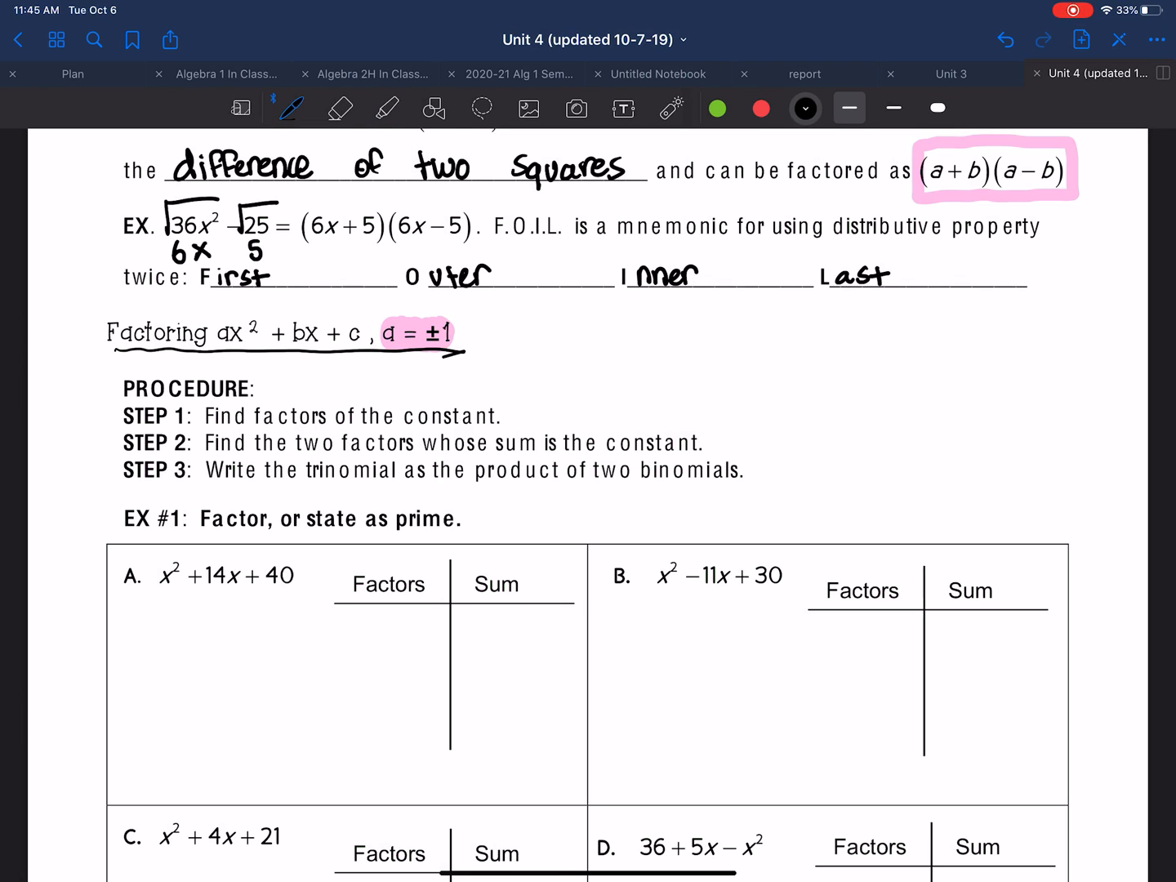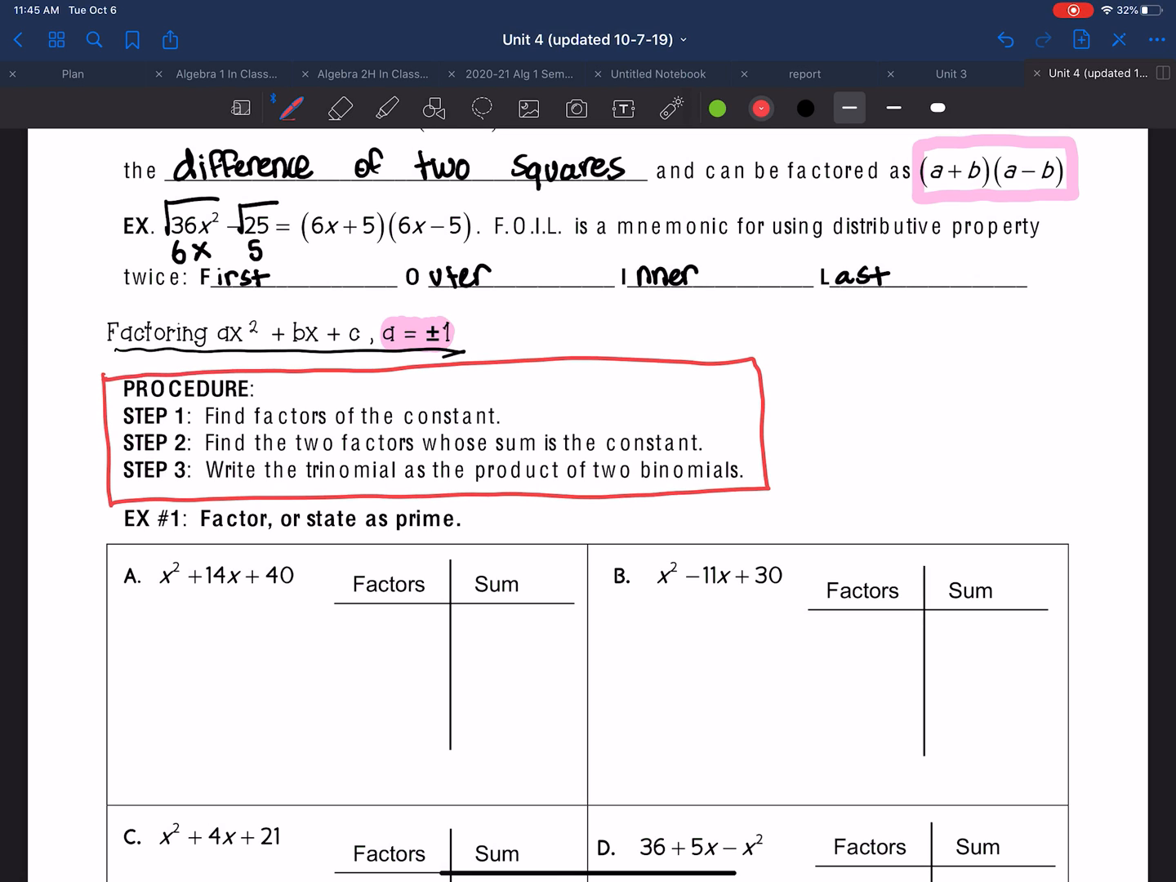What we're going to do is look at examples that specifically have leading coefficients that are positive or negative 1. So the procedure for this process, the first step, is to find factors of the constant c. If you remember from when we were talking about the terms of an expression earlier in this unit, c is that last term. It's the term that doesn't have a variable attached to it. It's just a constant. So we're going to be finding factors of the constant.